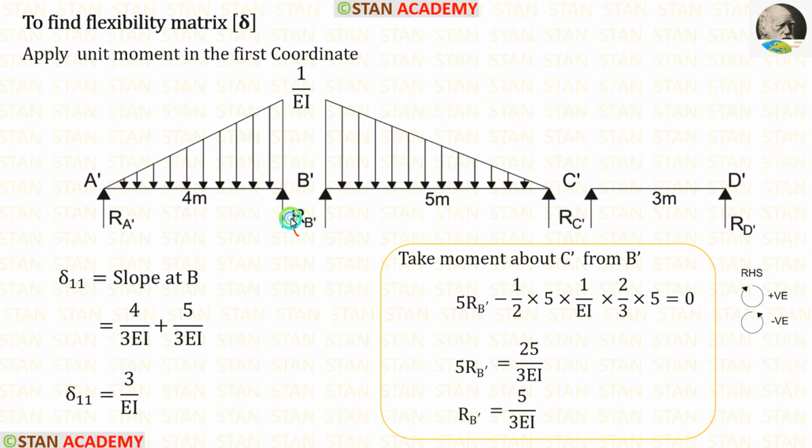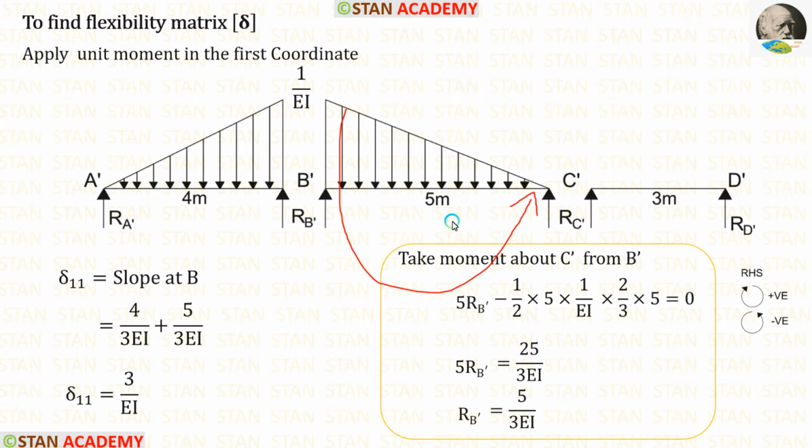Now let us calculate RB dash in the beam B dash C dash. Here I am going to take moment about C dash. In this case I am moving towards right hand side. Clockwise will be positive and anti-clockwise will be negative. RB dash is acting towards the point C dash in the clockwise direction, so it will be positive and the distance is 5 meter, so 5 RB dash. The UVL is acting towards the point C dash in the anti-clockwise direction, so it will be negative.